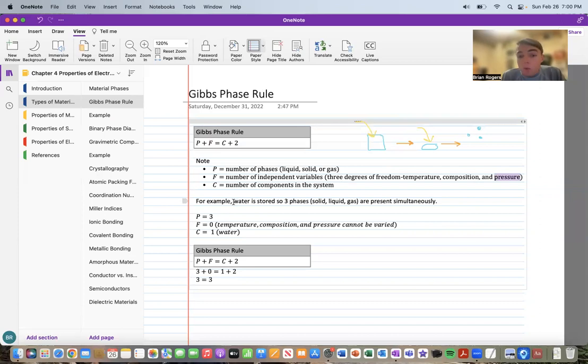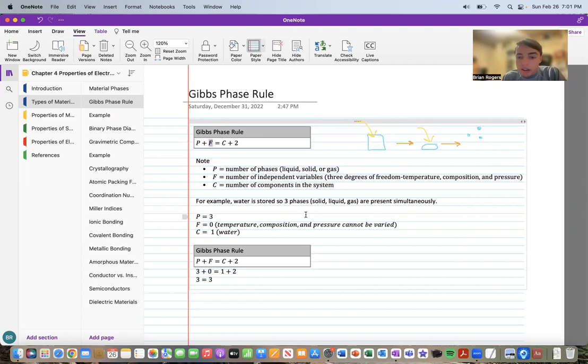For example, water is stored so that 3 phases are present simultaneously. Okay, so we got 3 phases at the same time. So I know my P is equal to 3. We got 3 different phases. We have the solid, liquid, and gas. Now, we're going to look at the number of independent variables. Are we in control of anything here?